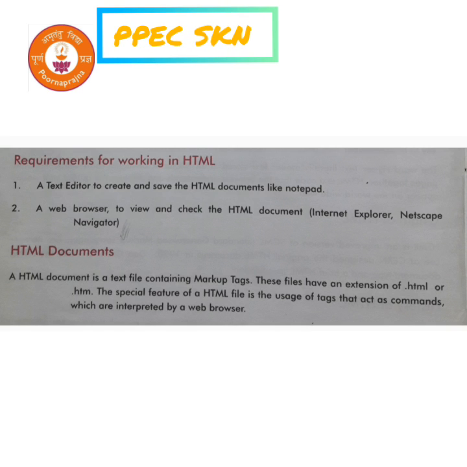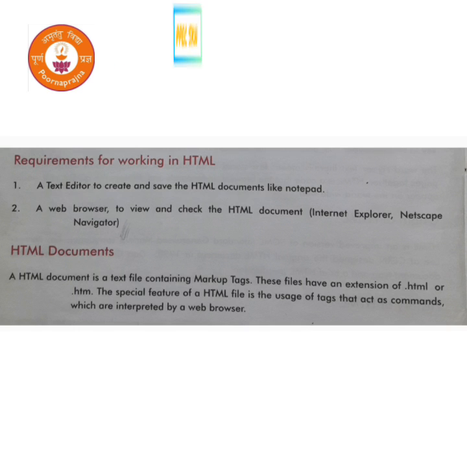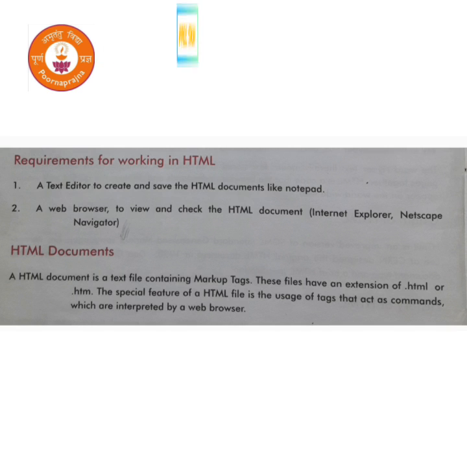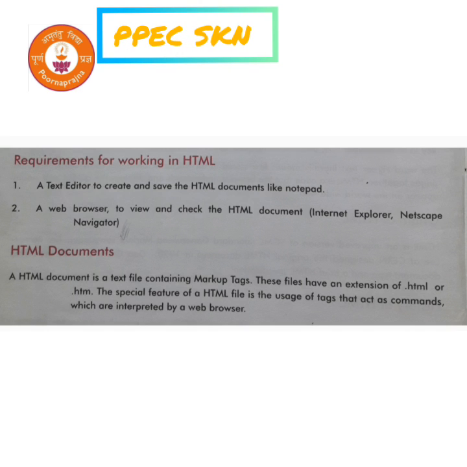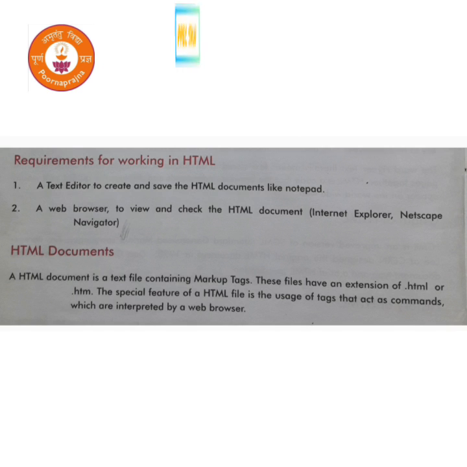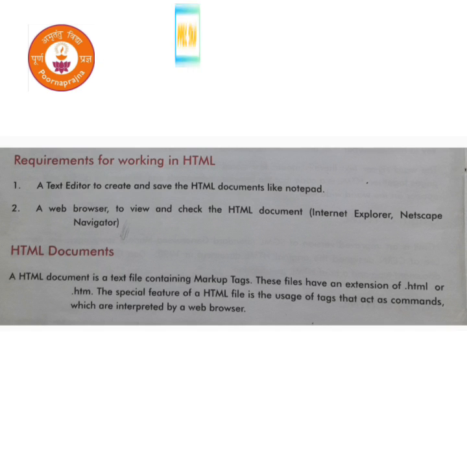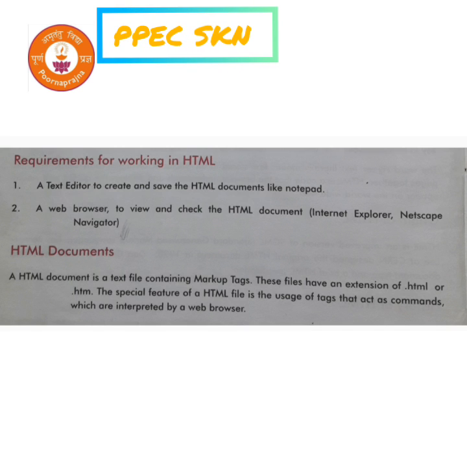Suppose your file name is a.htm. After saving a.htm, or any file name you can give with .htm extension, your Notepad will change to a web browser symbol. So what is a web browser? Web browser, you all know: Internet Explorer, Mozilla Firefox, Google Chrome. These all are called web browsers. So after saving the file name with .html, your Notepad will change to a web browser symbol.